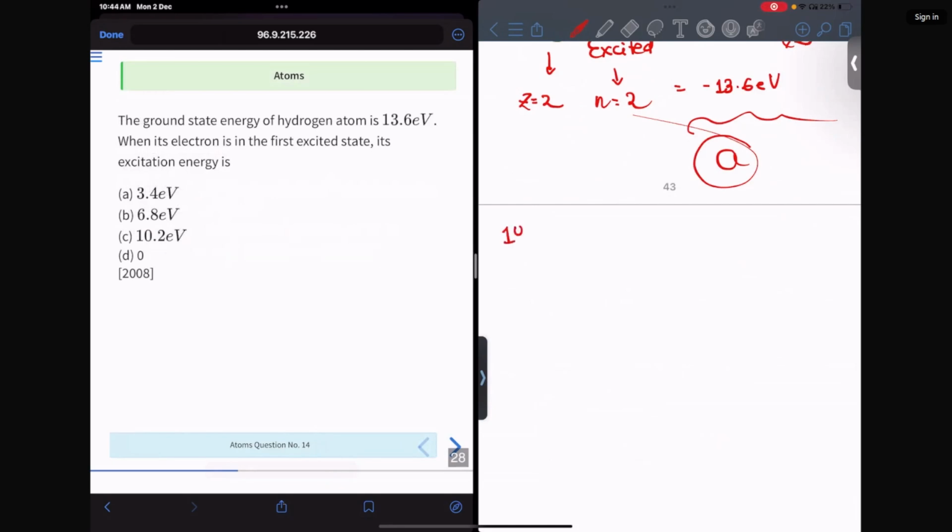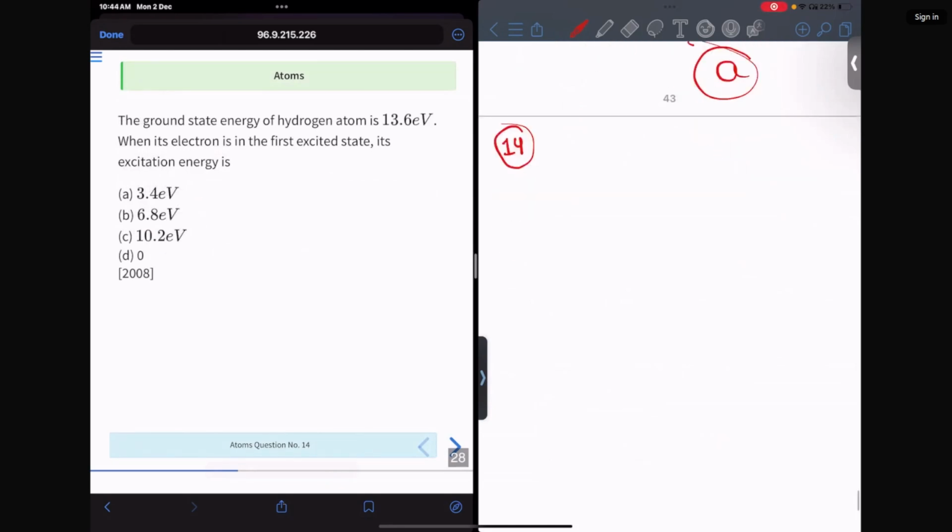So now question number 14. Question number 14 says the ground state energy of hydrogen atom is 13.6 electron volt. When its electron is in first excited state, its excitation energy will be equal to what? So again, this question is the same. They are asking you what will be the energy of hydrogen in first excited state. So since this is hydrogen, you know Z is equal to what?